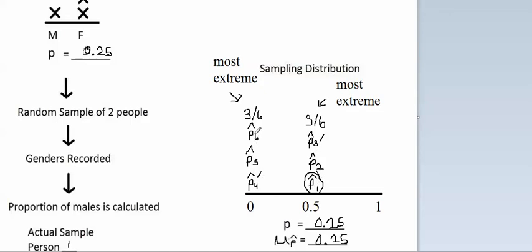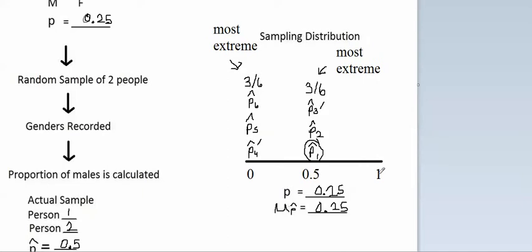After we plot them here, we're just going to do some labeling. 0 and 0.5 are the most extreme sample proportions because those are the only 2 possibilities in this case. Down here, we're going to write P, which is 0.25, the population proportion. Also the mean of the sampling distribution, which came out to 0.25. The mean of these 6 numbers up here is 0.25.